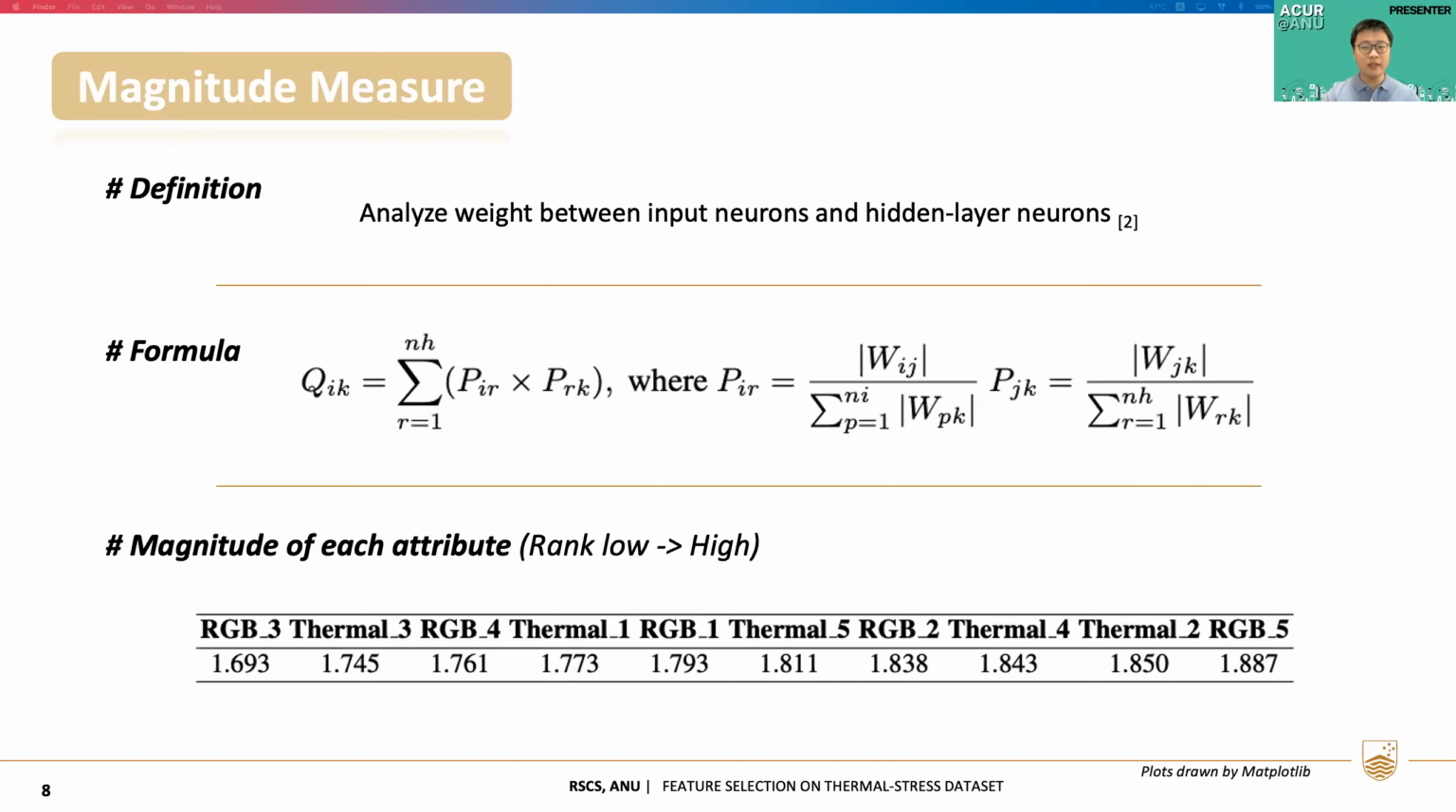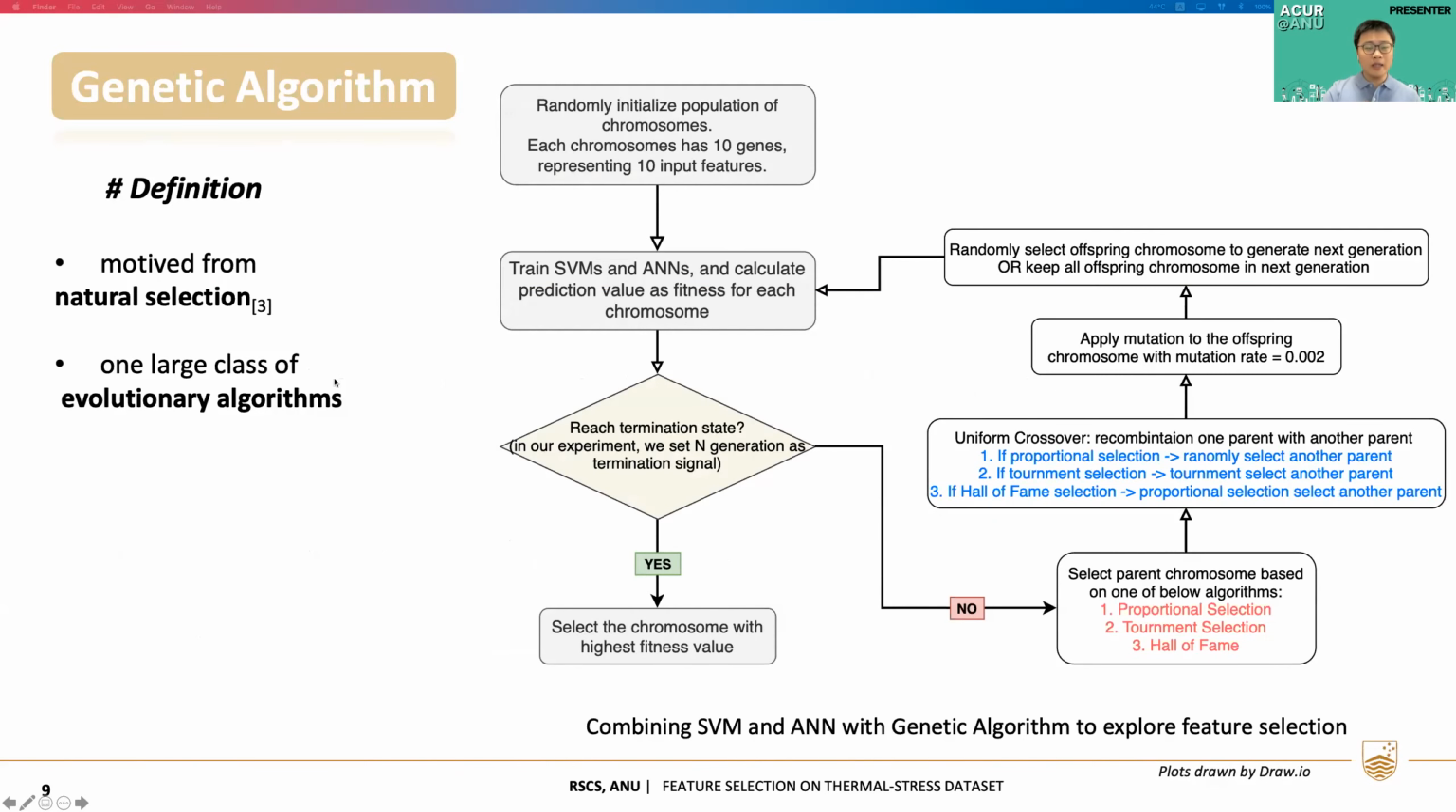The results shown in the table indicate RGB3, thermal1, and RGB1 negatively contribute to the neural network performance. After we remove those features, we found that magnitude measure can provide valuable guidance on feature selection for neural networks. The magnitude measure is only suitable for neural networks and is also a local search.